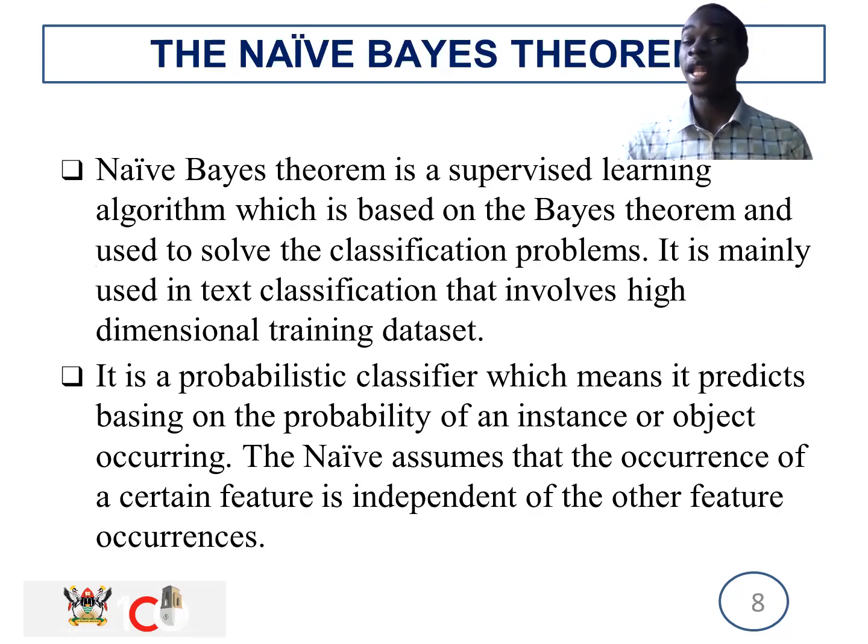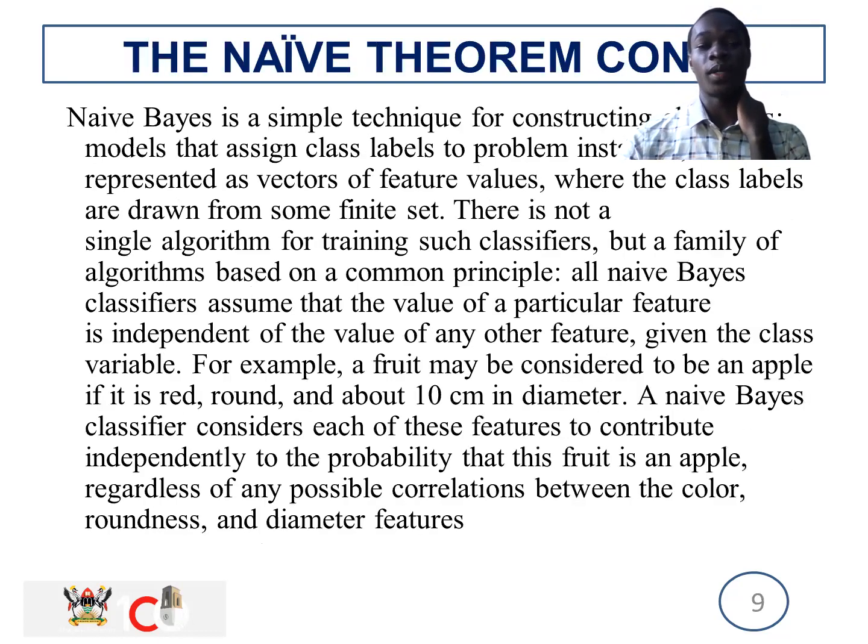The naive Bayes is a supervised learning algorithm, which is based on the Bayes theorem, and is used to solve classification problems. It's more used in text classification that involves high-dimensional training. The naive Bayes assumes that the occurrence of a certain feature is independent from the other occurrences, meaning that if someone has high blood pressure, in this condition we can't use the blood pressure to come up with the conclusion that someone is suffering from the chronic kidney disease. And for that case, we shall use a lot of calculation like explained below.